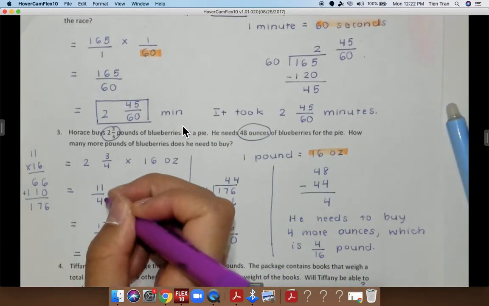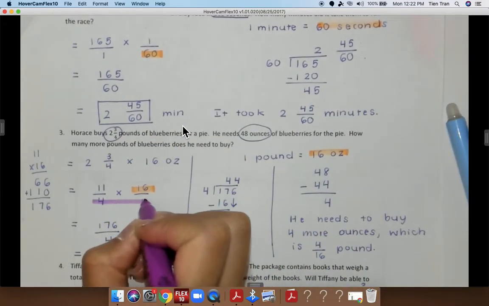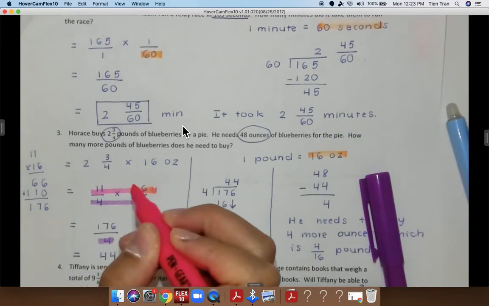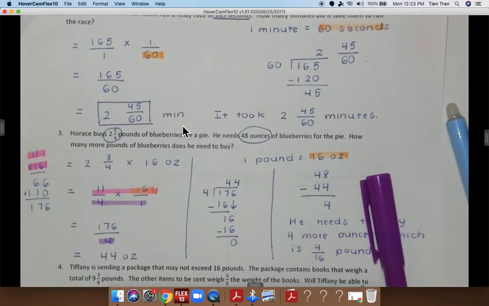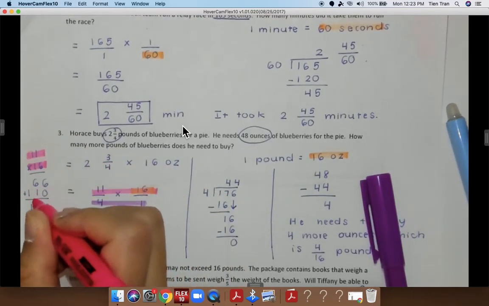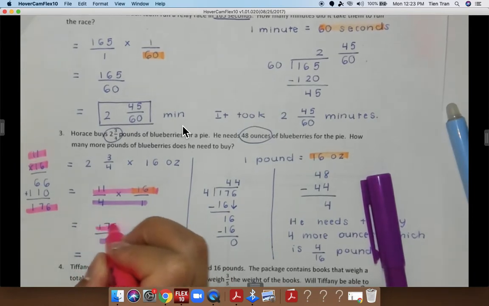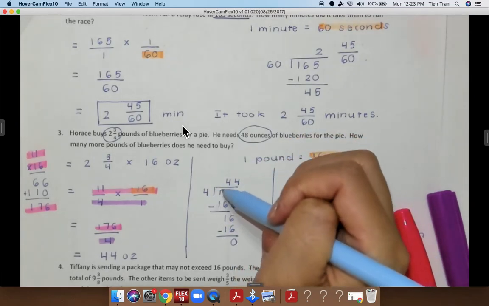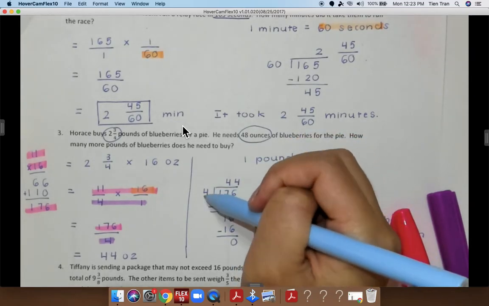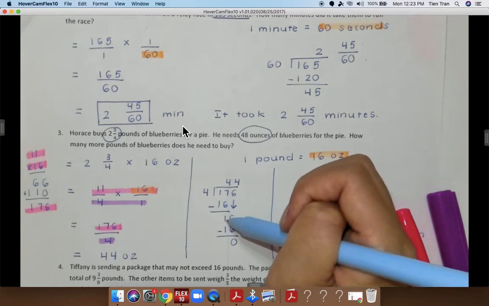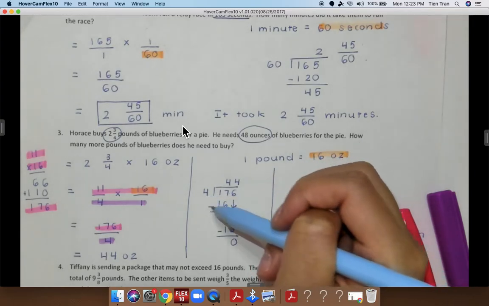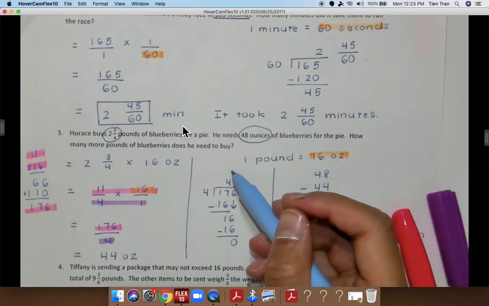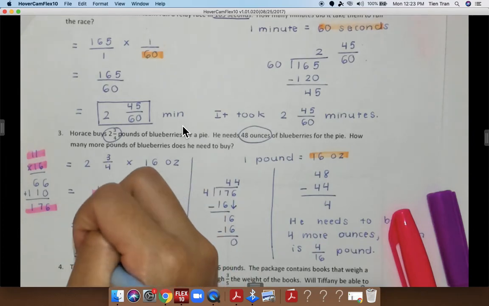So first I multiplied the denominator 4 times 1, which is equal to 4, and then I multiplied 11 times 16, and that's what I did right here. And when I multiplied 11 times 16, I got 176. 176 divided by 4. 4 can go into 17 4 times. 4 times 4 is 16. 7 minus 6 is 1. Bring down your 6. 4 can go into 16 4 times. 16 minus 16 is equal to 0. So my answer is equal to 44 ounces.